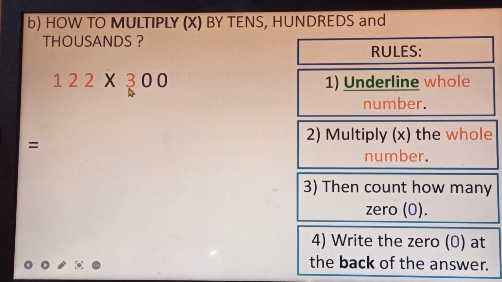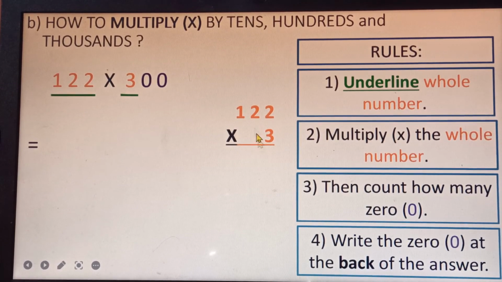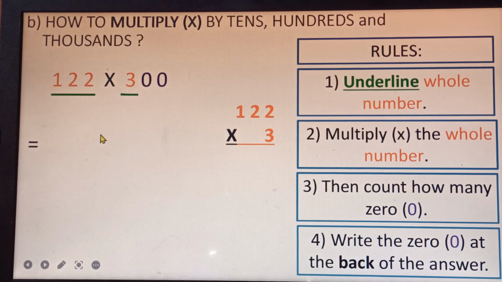122 times 300. How about that? Let's check from here. Underline the whole number. Which one? Yes, 122 is the whole number. How about 300? Yes, 3 is the whole number, isn't it? Okay. Next, show your working. 122 times 3, as usual. And you got 366.